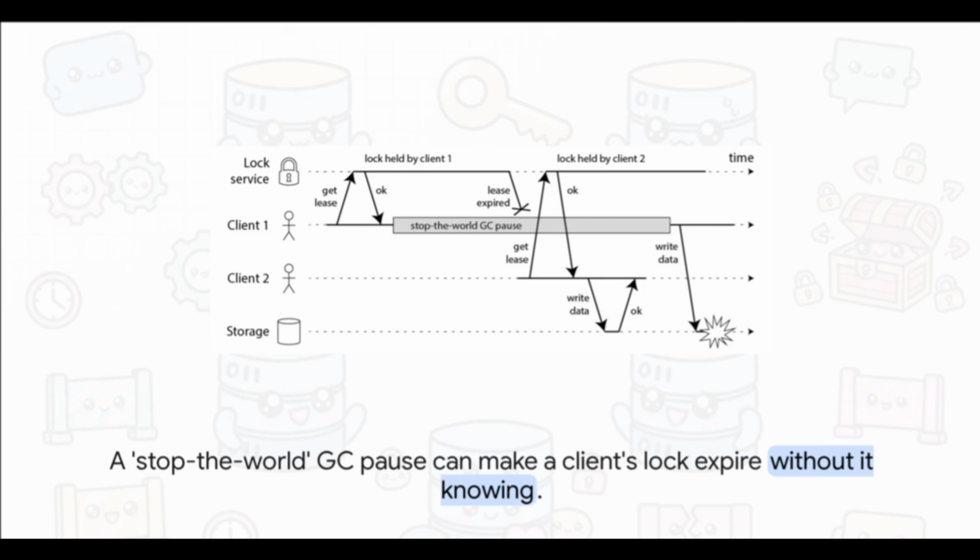Client 1 asks for a lock, and the lock server says, "Sure, you got it." But right after that, the client's process just freezes. Maybe the garbage collector decides to run for a few seconds.